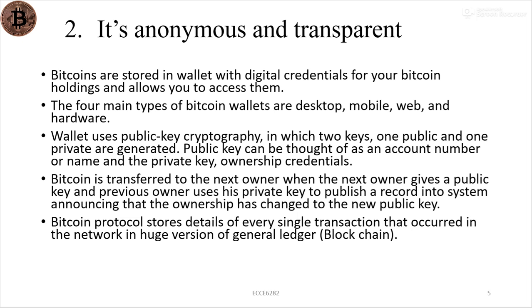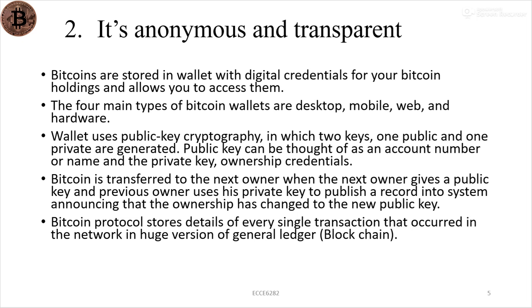For each wallet the owner has 2 keys, public and private key, where the public key is considered equal to the account number or account name, and the private key is used to show the ownership credentials. When Bitcoin is transferred to the next owner, that next owner gives a public key. Like when you transfer money from your account to another person's account, you would need the bank account name and account number of that person. In case of Bitcoin, when you want to transfer money to some other person, you will need his or her public key, because the public key corresponds to the account number or account name.